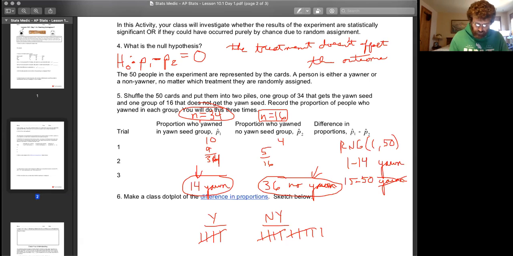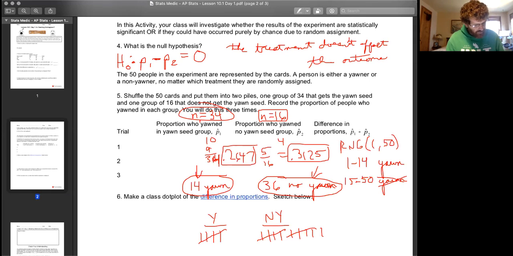So now for my proportions, what's 5 divided by 16? That's 0.3125. And then what is 9 divided by 34? That's 0.2647. So these are my p hat 1 and p hat 2. The difference here is actually going to be negative.